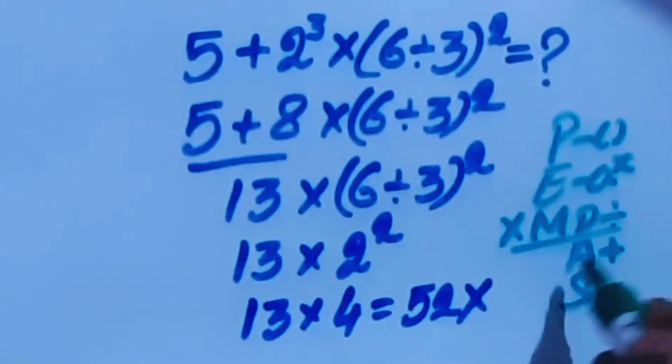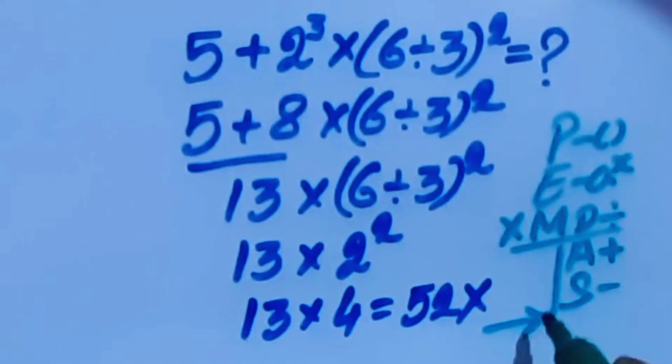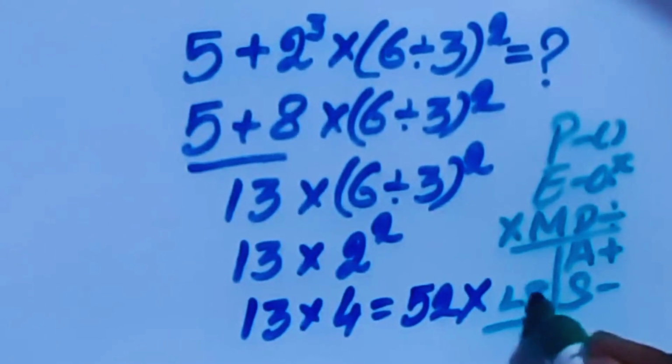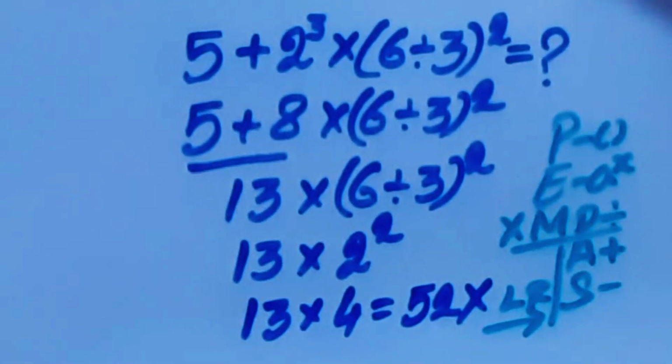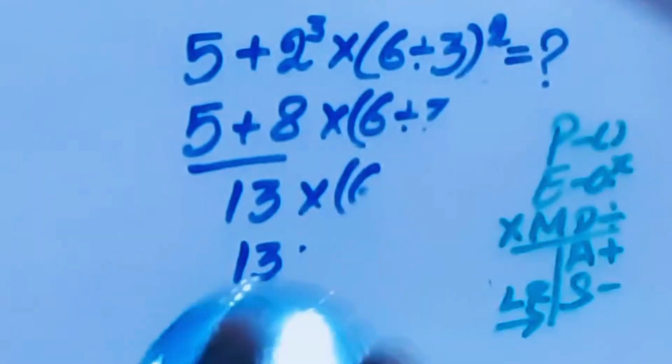Here multiplication and division both are equal priority. Also addition and subtraction both are equal priority. For this equal priority, we are going to introduce this left to right rule in the problem. Now we are going to solve this problem in the correct way by using this order of operations PEMDAS.